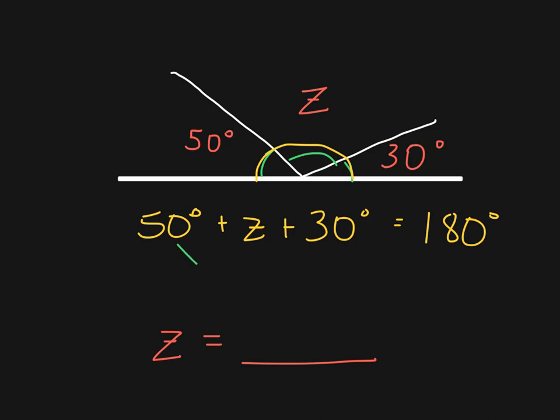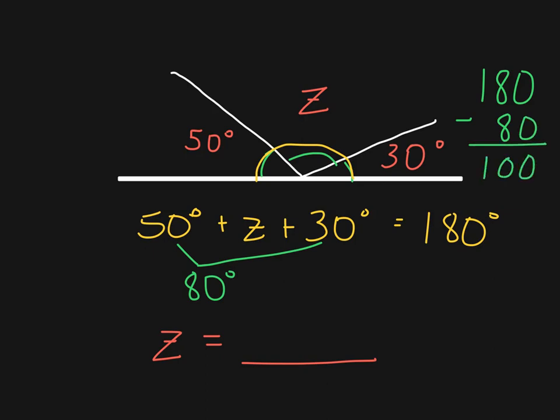In order to solve this, I'm going to put my 50 and my 30 together. So I'm going to take the two angles that I know, my 50-degree angle and my 30-degree angle, together, that's 80 degrees. And I'm going to take that away from my whole. I'm starting with 180. I'm going to take away the 80 degrees that I know, and I'm left with 100 degrees. So I know that angle Z is 100 degrees, because if I added up 50 plus 100 plus 30, I would get my 180 degrees.